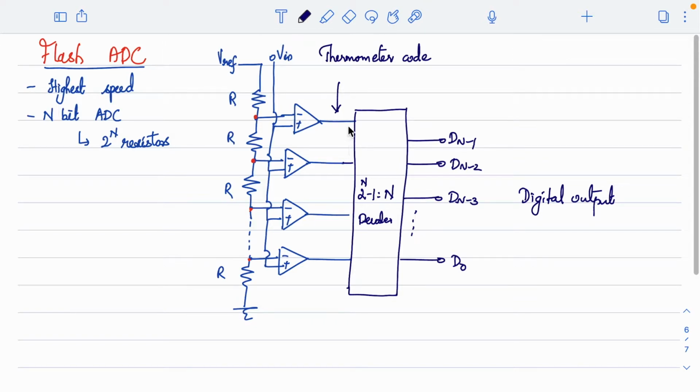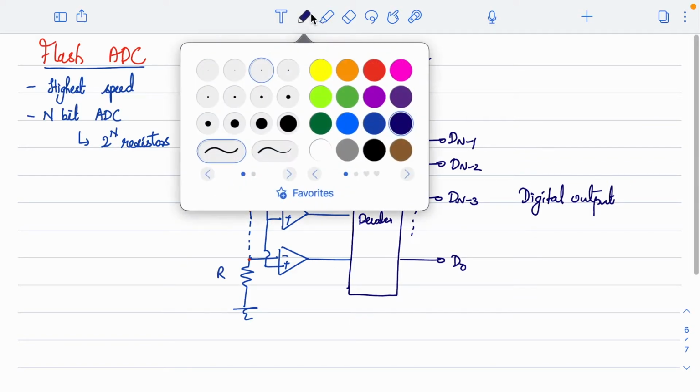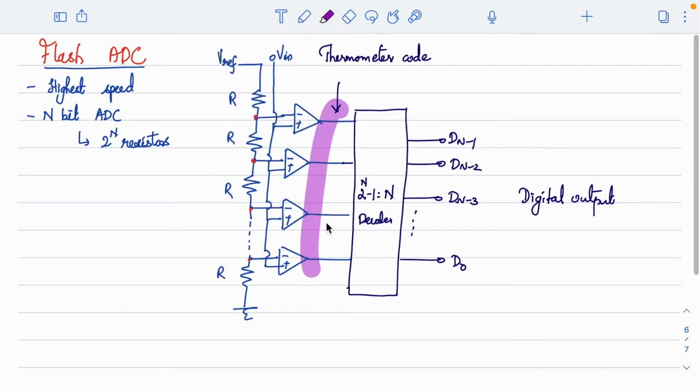So what happens here is the thermometer code what we'll get here will actually exhibit a 0 for every resistor level if the value of the input voltage is less than the value on the resistor string. Otherwise, the value will be 1. We'll see that. So we'll see how this portion works, or what we will actually get at this point. We will see in detail by taking an example, right?